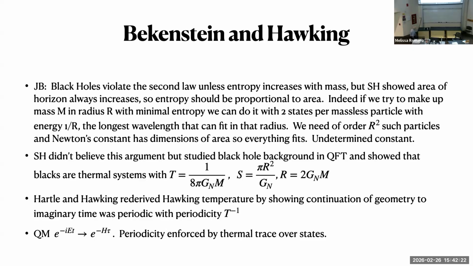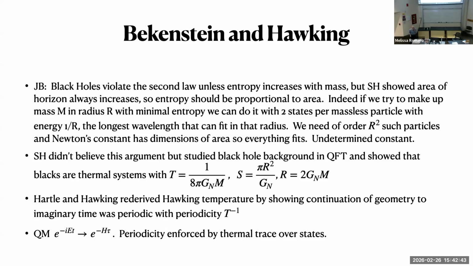He also found a formula for the black hole temperature, which I've written up here. It's 1 over 8 pi times G Newton times the mass of the black hole. The radius of the black hole is the Schwarzschild radius, twice Newton's constant times the mass.